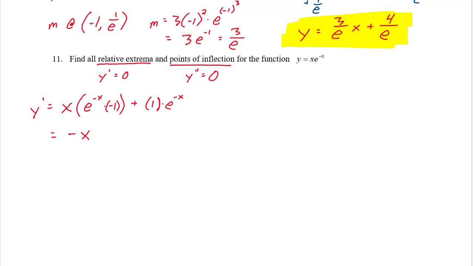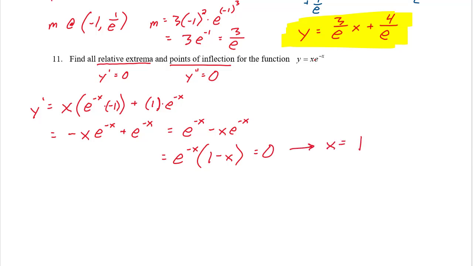So -1 times x in front would be negative x, e to the negative x, added with an e to the negative x for that second term, which I could rewrite as an e to the negative x minus an x e to the negative x. That way that minus sign that's in front gets protected a little bit. And I could then factor out that e to the negative x and see that this leaves a single 1 minus an x on the inside. So if I set that equal to 0, the solution I would get would be x equals just positive 1, because e to the negative x never actually equals 0.